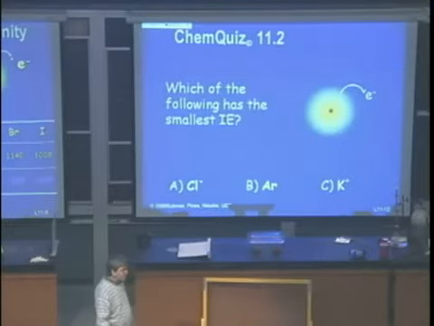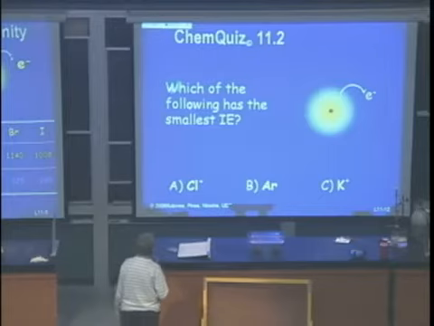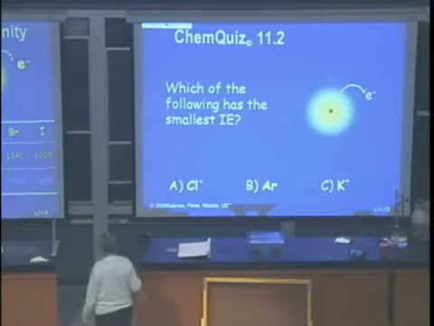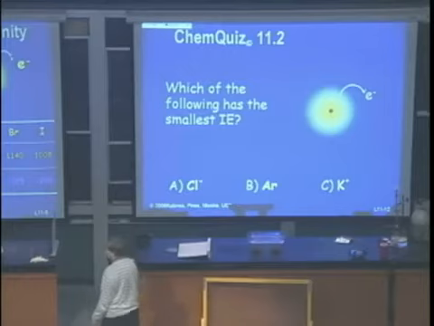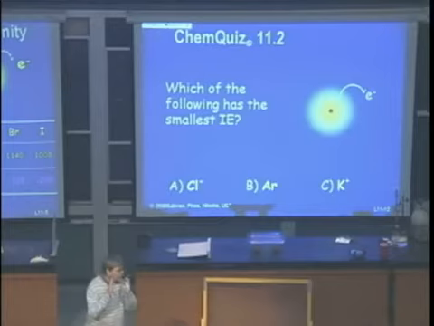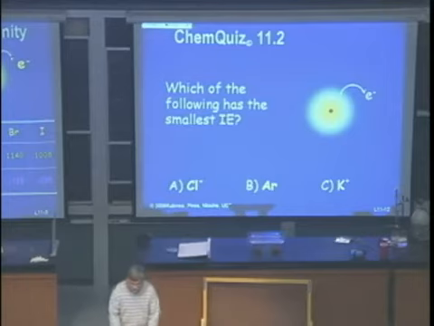So let's think about that one. Which of the following has the smallest ionization energy? Cl minus has an extra electron, argon, and potassium plus, obviously it's missing an electron. Why don't you look at the valence electron configuration of these three ions? Just look at the valence electron configuration of the three ions and then tell me which one has the smallest ionization energy.